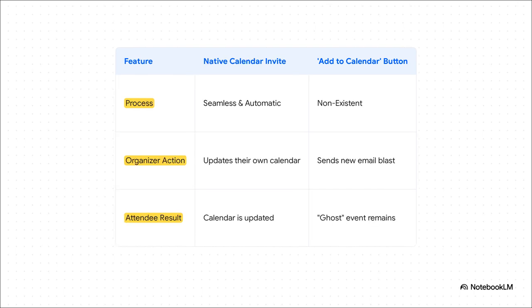But this right here, this is the real game changer, event updates. With a native invite, if the time or location changes, the organizer just updates their own calendar, and that change automatically pushes out to everyone. With the old button, this feature just doesn't exist. You're stuck sending another email blast, creating confusion and leaving all these outdated ghost events on people's calendars.